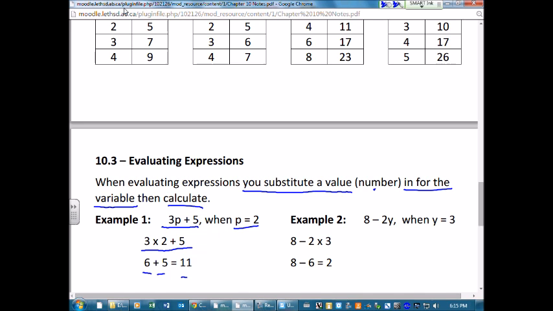Awesome. Okay, example 2. We have 8 minus 2y. That's our expression. And then it's saying y equals 3. So instead of the y in there, we put the 3. So it looks like this: 8 subtract 2 times 3. Now, what are we going to do here? Are we going to multiply or are we going to subtract first? Remember your order of operations. That's right. We're going to multiply first. So 2 times 3 is 6. And then we just bring everything else down. Then we have 8 take away 6, which leaves us with 2. Okay, nothing too tricky.